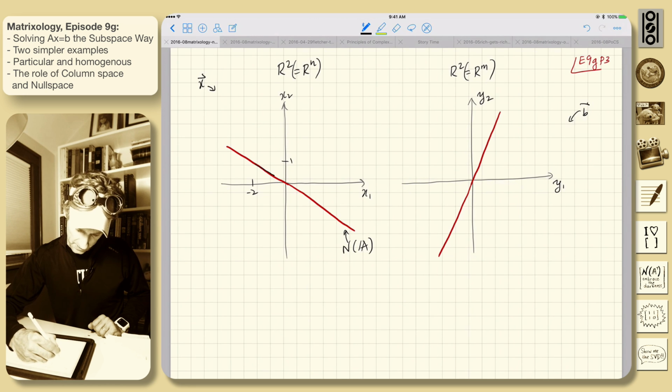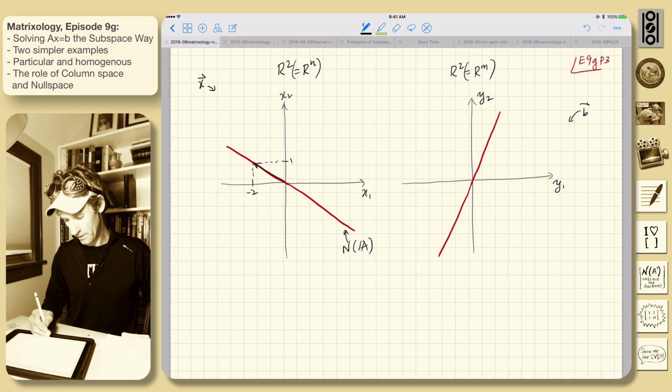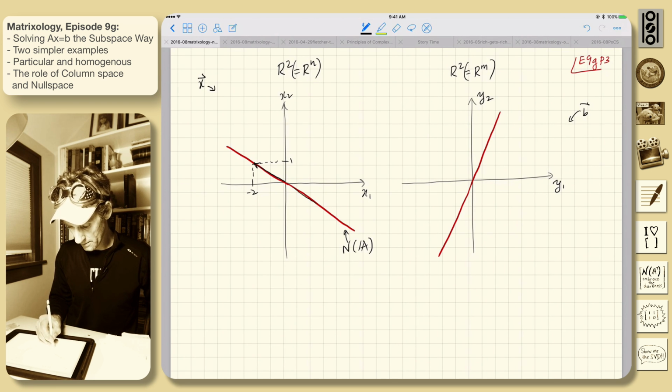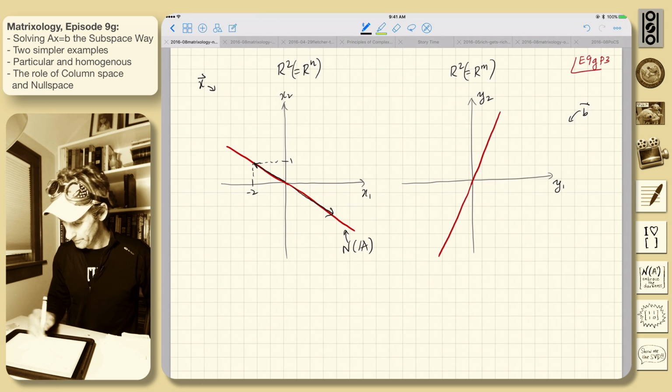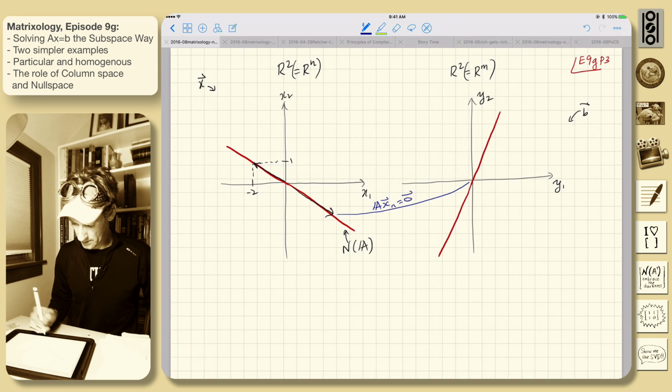So that would be this vector here, but we're taking every multiple, right? So every multiple of this. So the null space of A is this line. So every vector on this line gets sent to 0. So let's just take this one and it gets sent to 0. Right, so A times xn for null space equals 0.